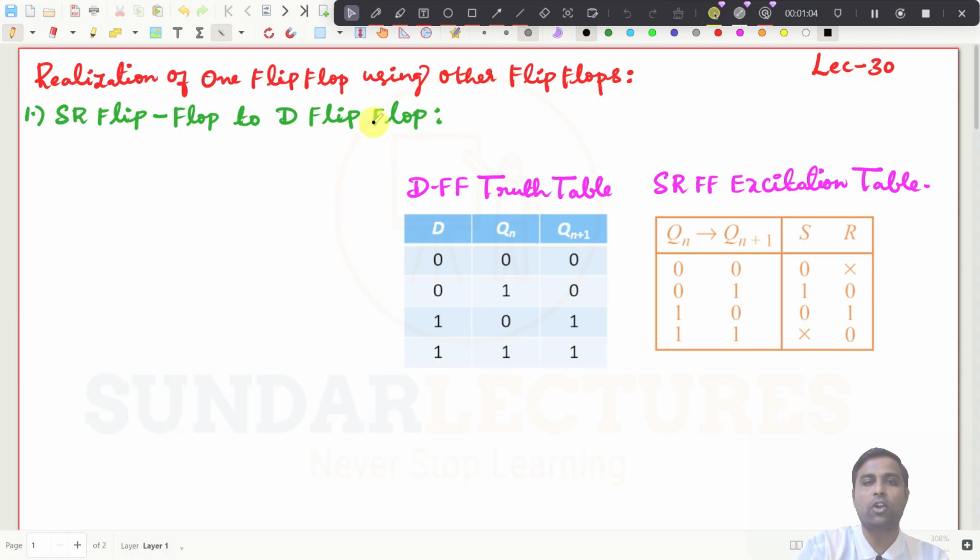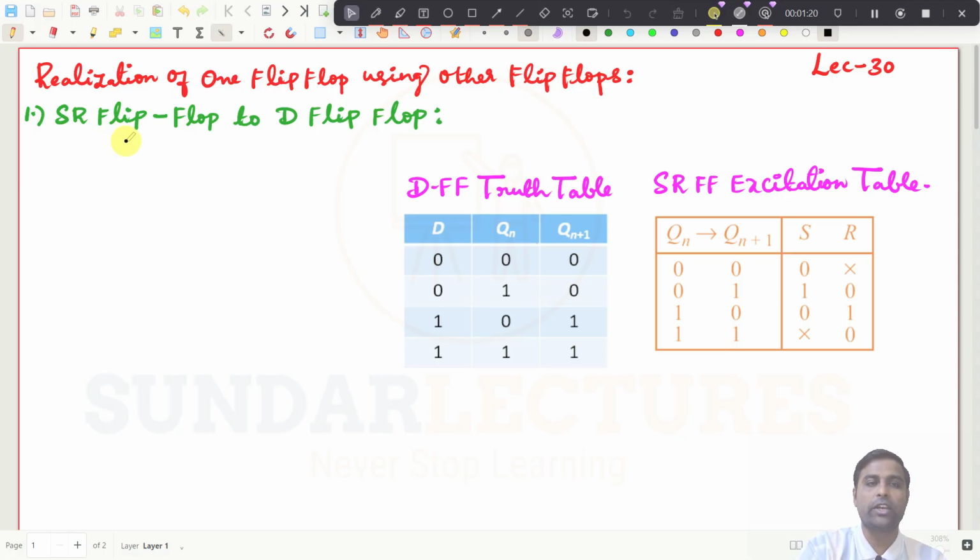So what are all the topics we have seen in the previous class? In the previous class we saw what the race around condition in the JK flip-flop is and how we can avoid the race around condition. That is a different topic now. Now we have entered into a different topic. So how are we going to realize this?